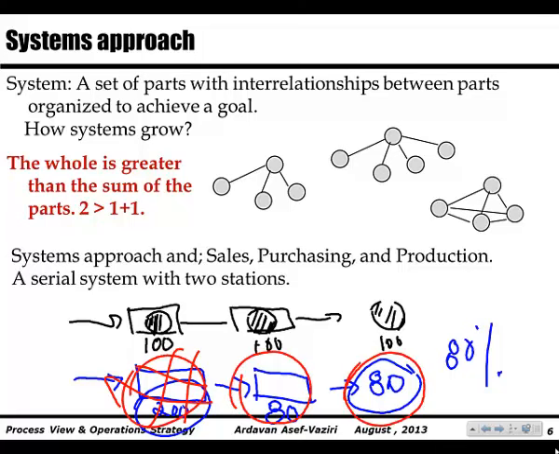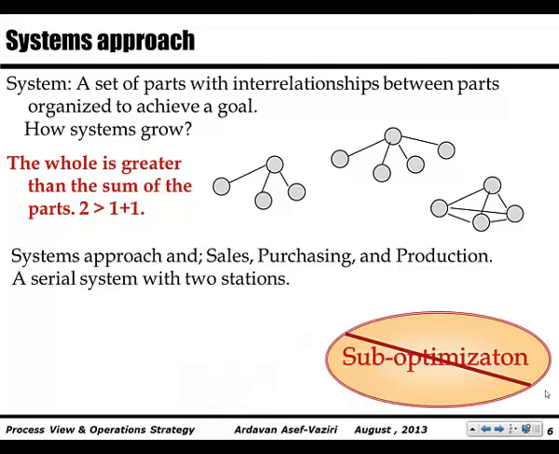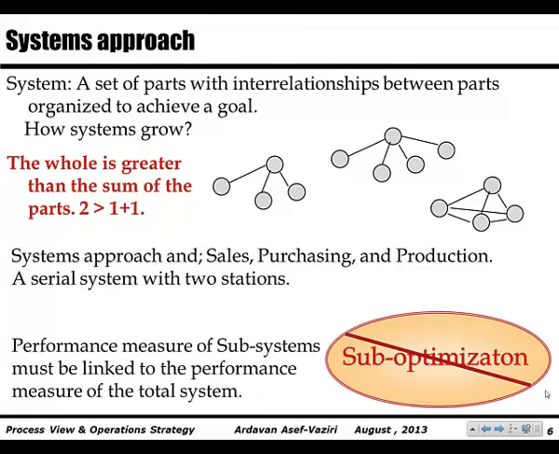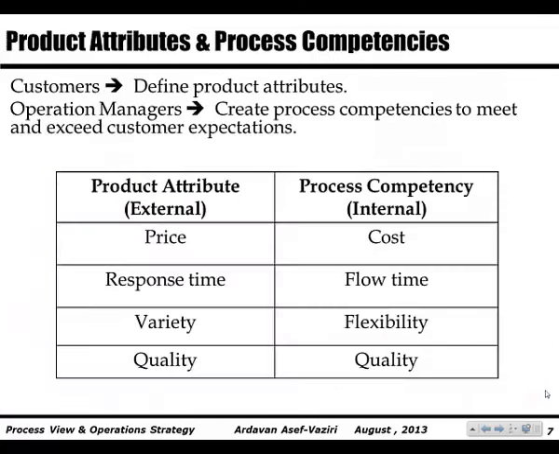subsystems should be linked to the performance of the total system. We should avoid sub-optimization. Sub-optimization means we focus on improvement of subsystems which do not have impact on improvement of the performance of the total system. Again, performance measure of subsystems must be linked to the performance measure of the total system.